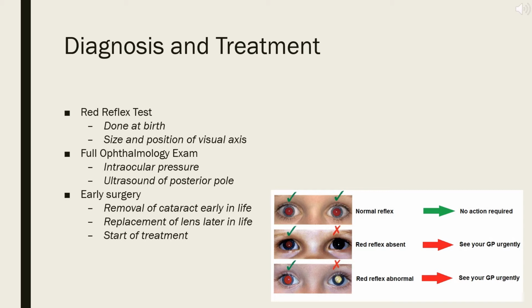So they can also do surgery, and it's better to have surgery early. Typically, they'll remove the cataract a couple weeks after birth if they catch it that soon, and then they will replace the lens after a year or so. But surgery is really just the start of treatment, because after that, kids are going to have to learn to adjust, and they're probably going to have to wear contacts or glasses for the rest of their life.